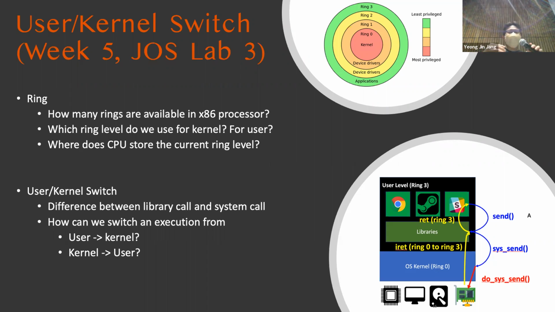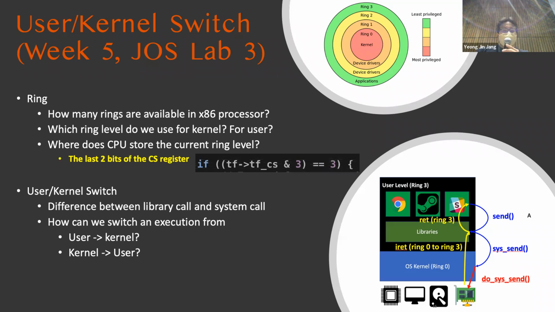And then how we switch the execution from user to kernel is the system call, IRET, and now you also know VM exit, VM enter. This is how we switch between the rings. The ring levels are stored in the last 2 bits of the CS register. So if you implemented the page fault handler for the kernel, you have seen this code snippet for checking kernel or user.